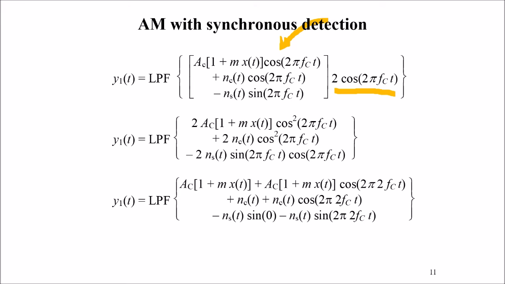After we apply the trig identities to each one of these, the cosine squared trig identity, and then the sine times a cosine trig identity, then we have all of these different terms, 1, 2, 3, 4, 5, 6, as they're shown here. Sine 0 is 0, so that term is eliminated. The low-pass filter eliminates the terms with the cosine, and the sine as well, that are at twice the carrier frequency. So we are left with these first two terms in our equation.